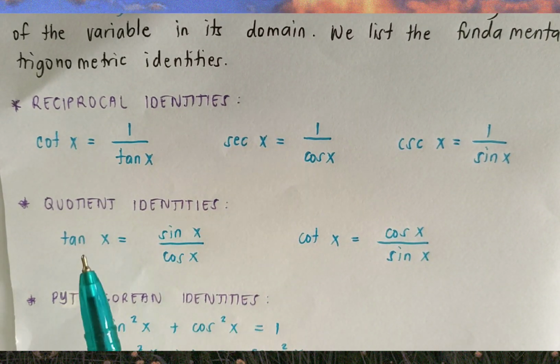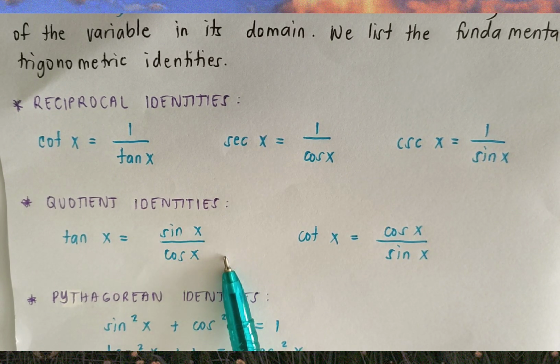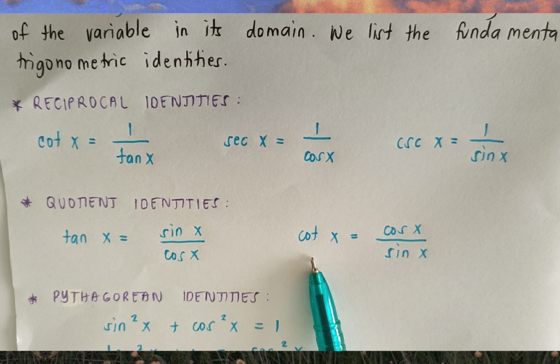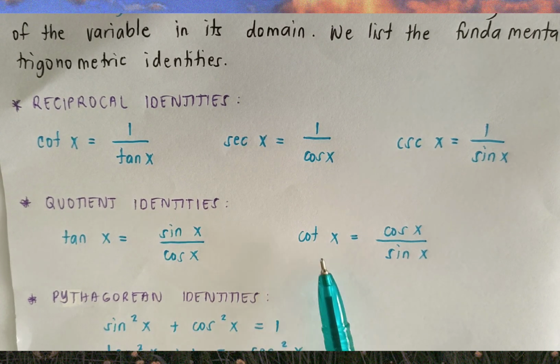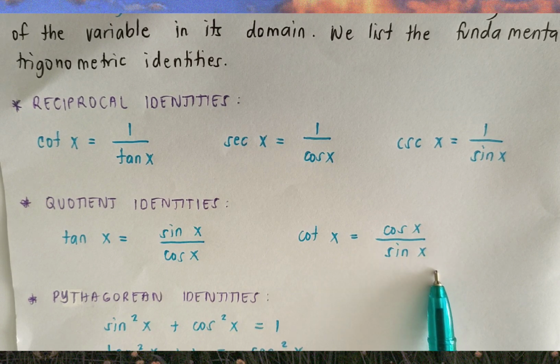Next, we have the quotient identities. For quotient identities, we only have two. The first one is the tangent x, which is equal to sine x all over cosine x. And of course, you have the cotangent x, which is equivalent to cosine x all over sine x.